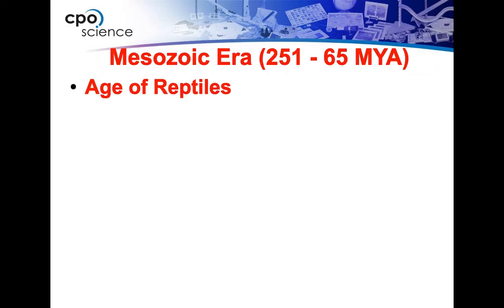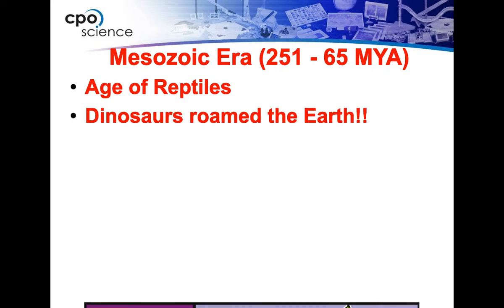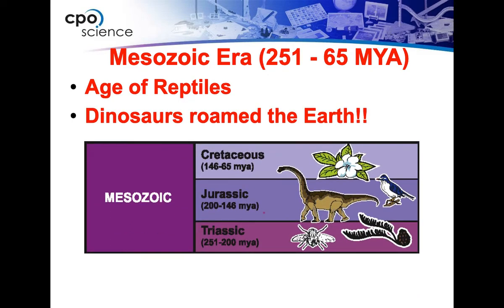The Mesozoic era. So Mesozoic means middle. Anytime you guys see meso, it means middle, and that comes up a lot in earth science. 251 to 65 million years ago. This is what is known as the age of reptiles. And who are the most famous reptiles on Earth? That would definitely be the dinosaurs. So Mesozoic era, age of the reptiles. This is when dinosaurs roamed the earth.